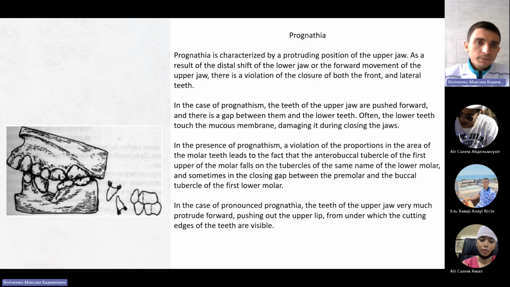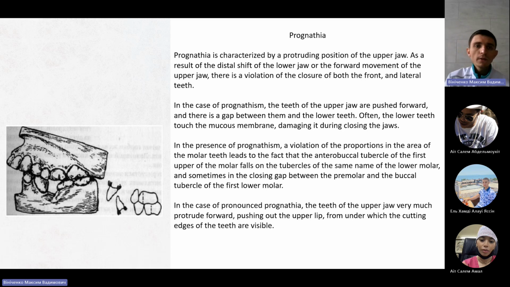Prognathia. Prognathia is characterized by a protruding position of the upper jaw as a result of the distal shift of the lower jaw or the forward movement of the upper jaw. There is a violation of the closure of both the front and lateral teeth. In the case of prognathism, the teeth of the upper jaw are pushed forward and there is a gap between them and the lower teeth. Often, the lower teeth touch the mucous membrane, damaging it when closing the jaws.